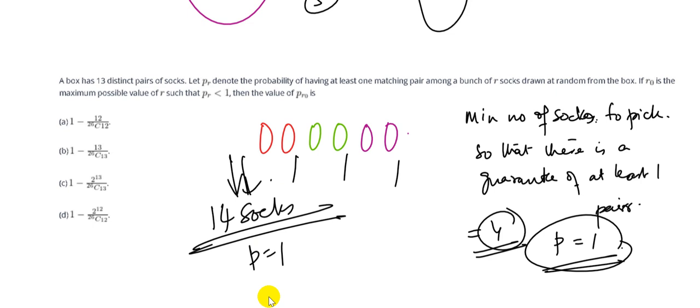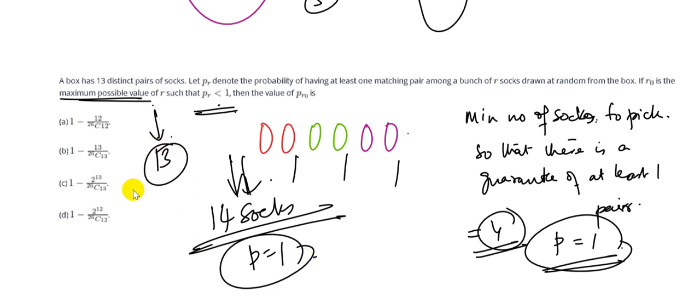That means P(R) less than 1. What should be the maximum value of R such that P(R) is less than 1? If it is 14, P(R) is 1, guaranteed. If it is 15, there is a guarantee of at least one pair. If it is 13, then there is no guarantee of one pair. It may or may not be. So, the probability will be less than 1.